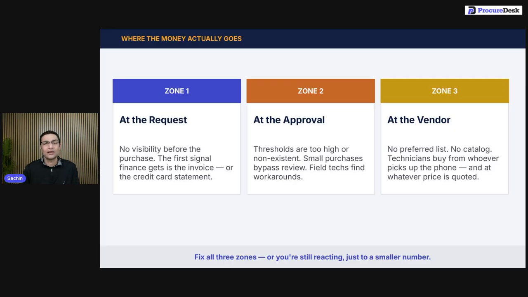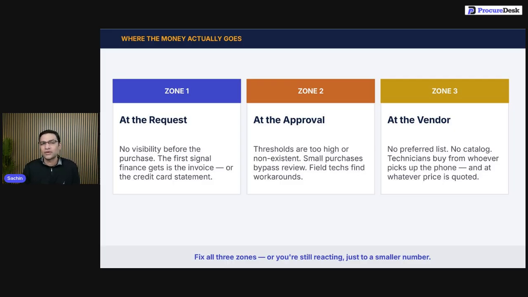The second is the approval level, where we see thresholds too high. So your approval limits are set so high that those transactions which are small in dollar but high in volume don't hit your approval threshold, which means either A, it's not getting approved, or B, even if it's getting approved, it's getting approved by self approval or maybe a manager and so on.